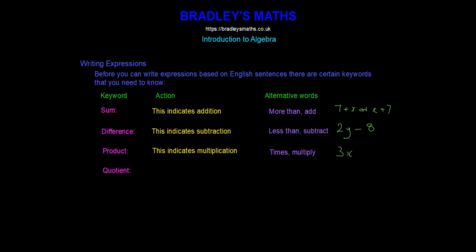The quotient is the result of division. So quotient indicates division. You might have the word over or the word divide as alternative words. Find the quotient of 3x squared and 2y squared. You would have 3x squared over 2y squared. Okay, that's how we would show division.